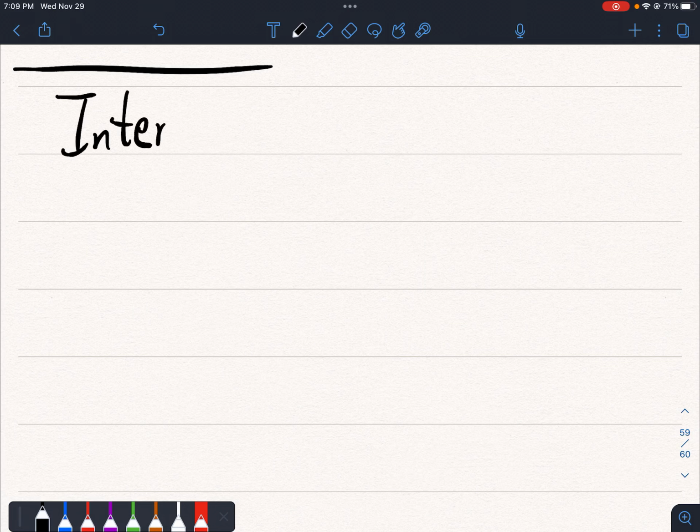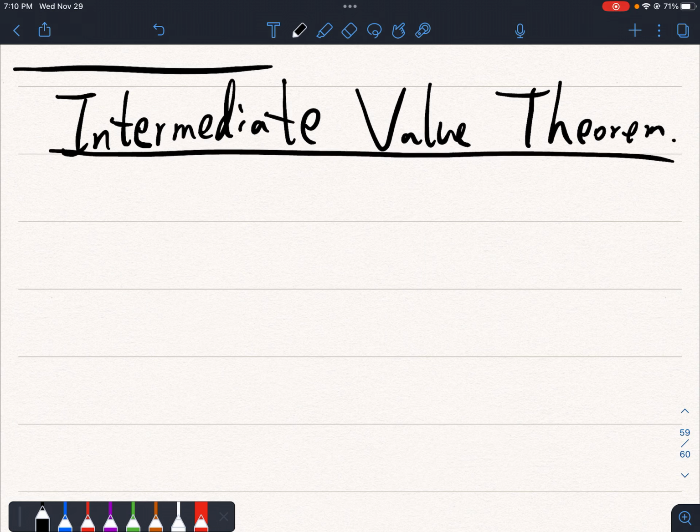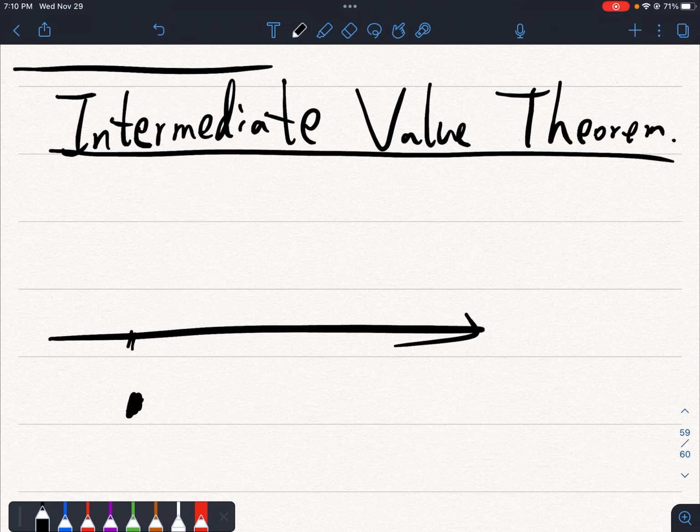Then I will tell you about the intermediate value theorem. Again, this is a theorem about continuous functions. And clearly from the previous example, we have shown that it has to be continuous everywhere. And so here it should be also continuous on the closed interval, which means it's continuous at every point of the closed interval.